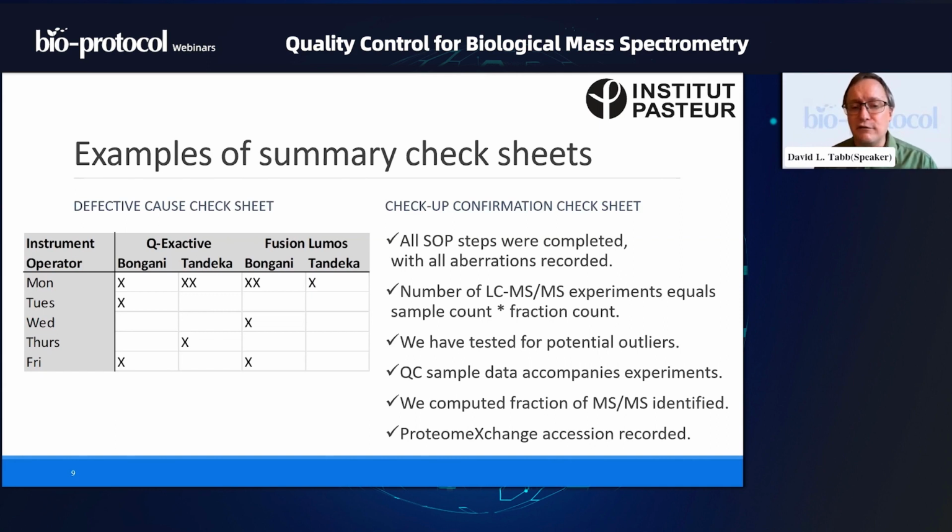Did the Q exactive produce more errors than the Fusion Lumos? Well, we had 1, 2, 3, 4, 5, 6 on the Q exactive, and we had 1, 2, 3, 4, 5 on the Fusion Lumos. So the Q exactive was very slightly more troublesome, but not much more.